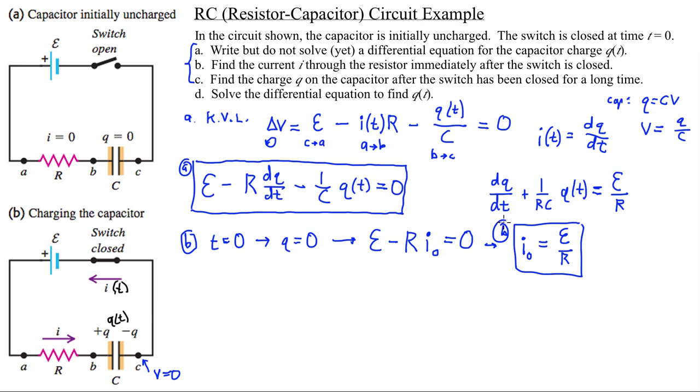A helpful thing to note here is that this is also the current you would get if there were no capacitor. And what this tells you is that a capacitor that's uncharged behaves like a short circuit, or like just a wire going through there. Initially, it is very easy.